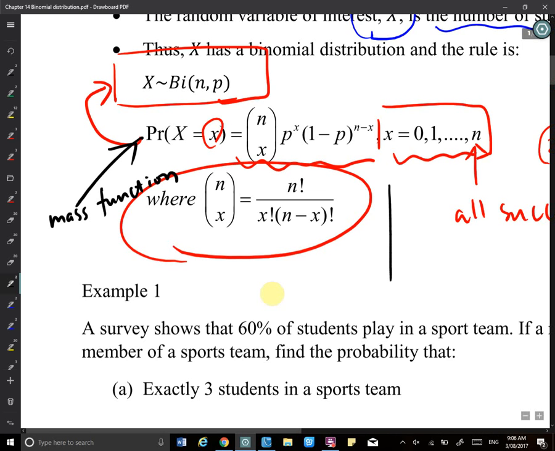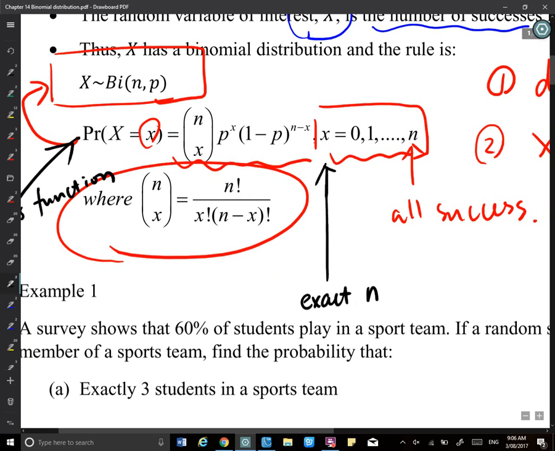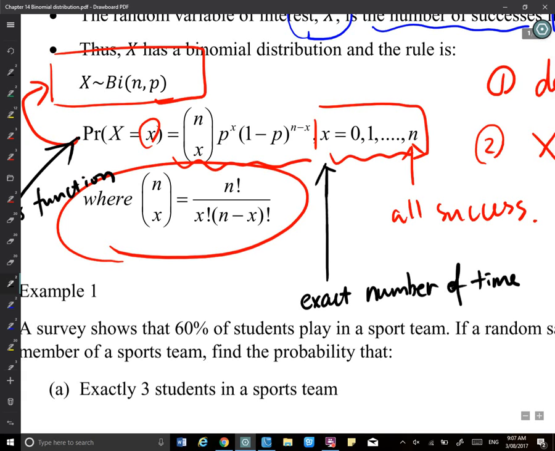This formula only gives you the exact number of times. So this is only x equals to 0, equals to 1, equals to 2. You can't use it for x greater than 1, like 1, 2, 3, 4, 5. You can't use an inequality sign. It must be an equal sign. So x equals to what?